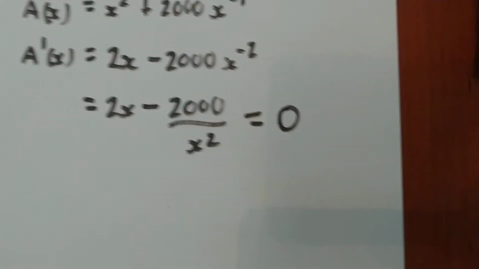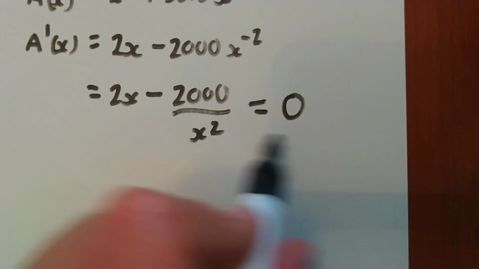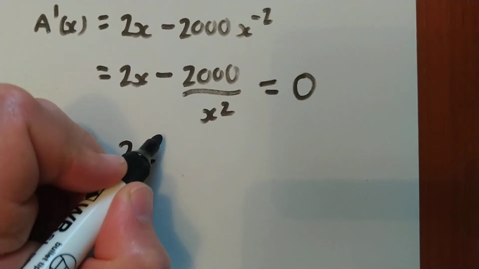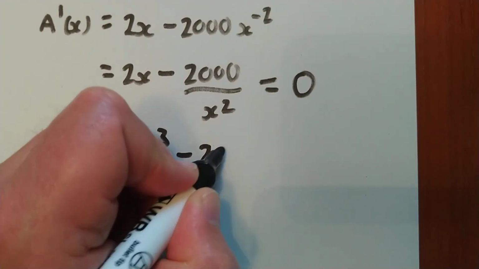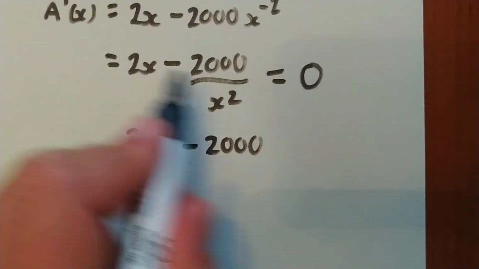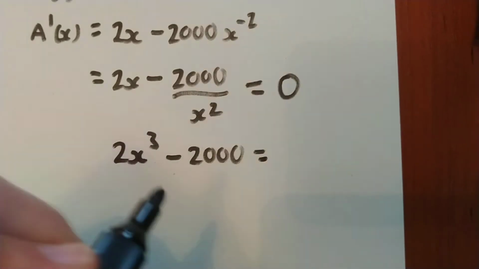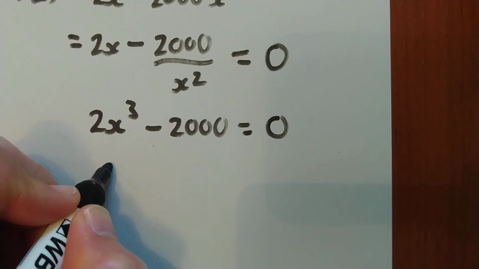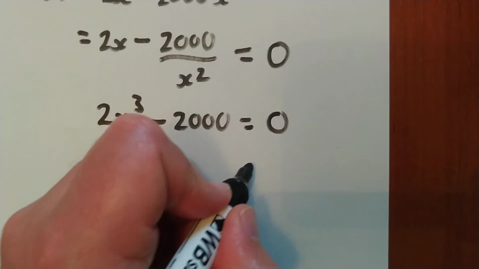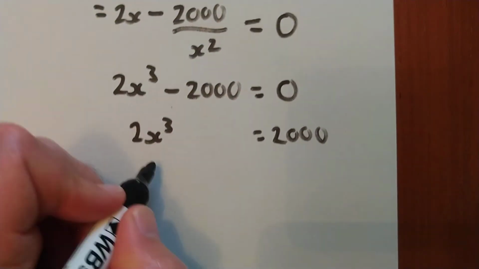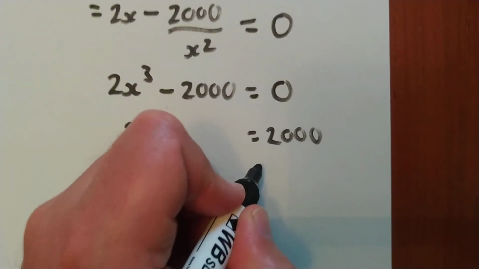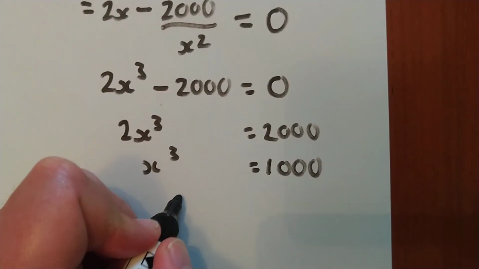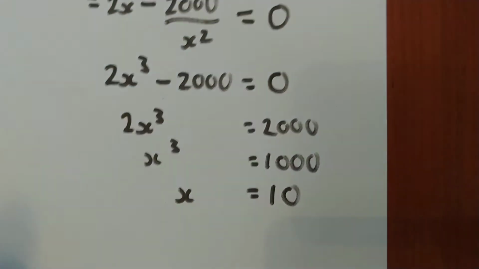How do I solve this? Don't like the fraction here, so I'm going to multiply every term by this denominator. So I'm going to have 2x cubed minus 2000. Let's multiply both these terms by the x squared. Multiply 0 by x squared still gives me 0. Two x cubed equals 2000. X cubed equals 1000. What number times itself again is 1000? X equals 10.